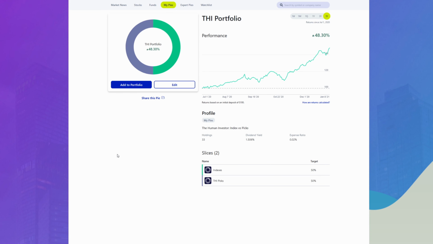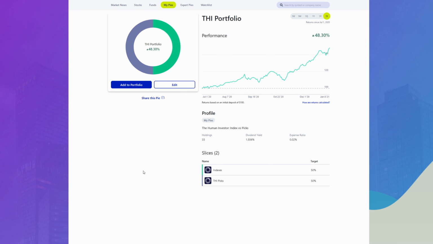So really what we have going on here is a pie and sub-pies. They're called slices here, within the root, or the THI portfolio is going to be our root. And the slices are actually just the 2 sub-pies. So the indexes and then the stock picks. Now what this is going to do for me, and the big reason I chose M1 Finance, is you set target allocations for both the slices and or the pies, and then the individual holdings on each of those.